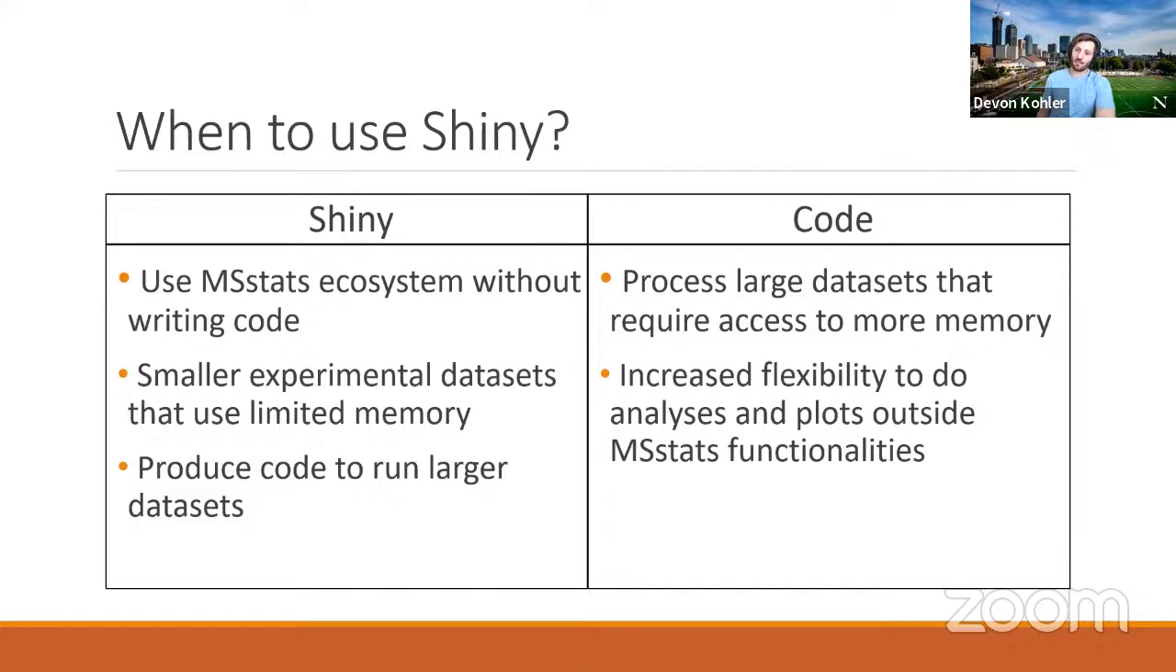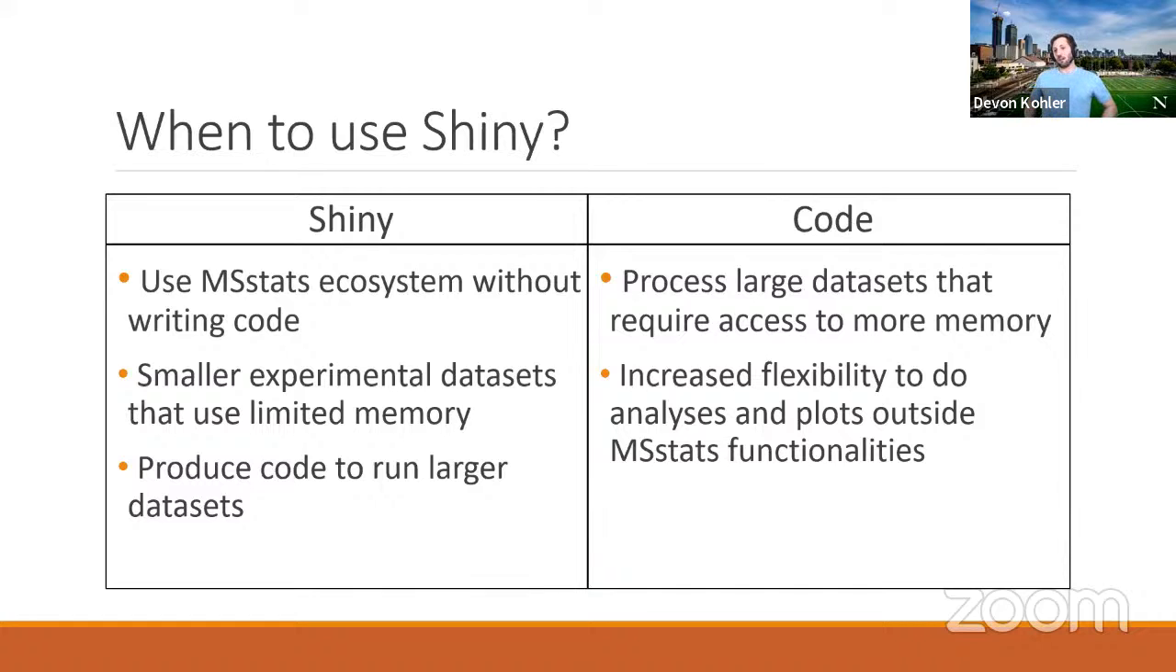With that being said, when would you want to use the code version instead of the application? So obviously the code version works best when you have to process large data sets that require access to more memory. It doesn't have that RAM overhead that you have to use just to start processing everything.